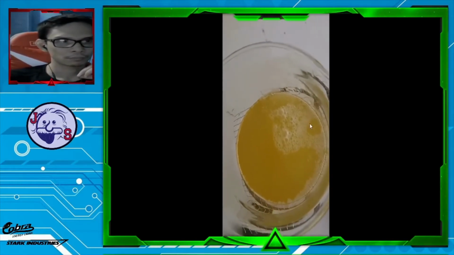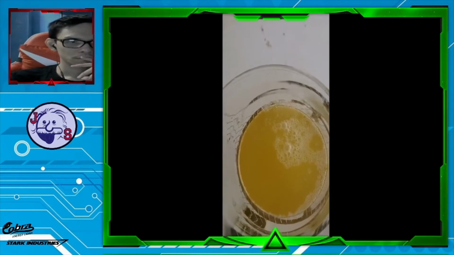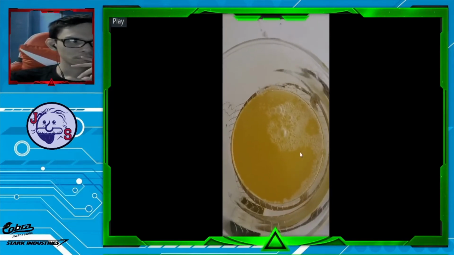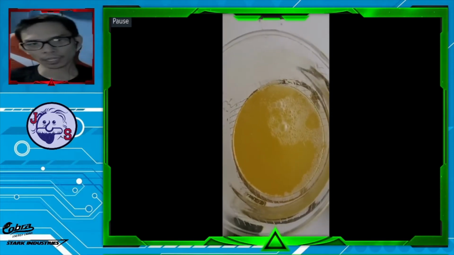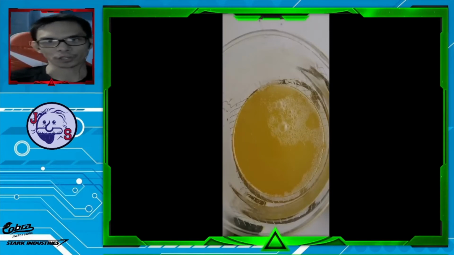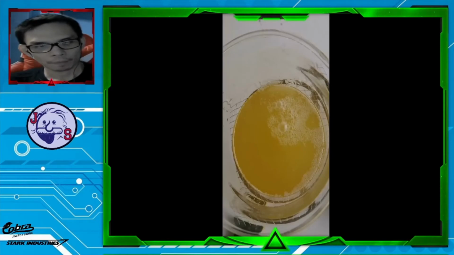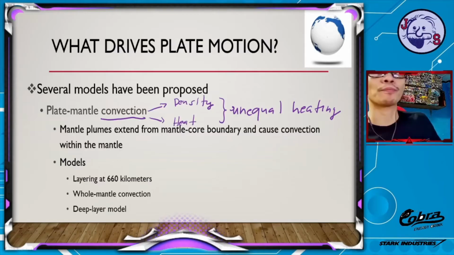So these are the chalk particles that move from the center. Then after that, they move to the side of this beaker. All right, so that is a simulation of how the convection process inside the earth possibly happens. Okay, let's go back to our main screen. Right, so that is the convection process.